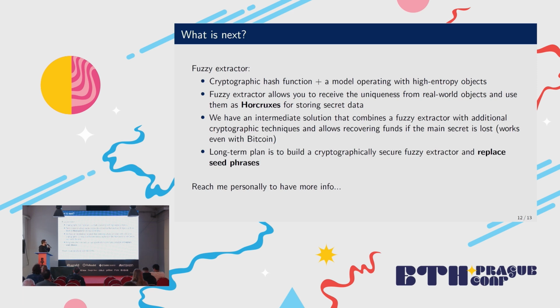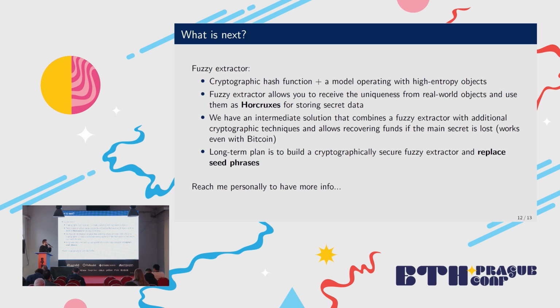What is a fuzzy extractor? This is something between a cryptographically secure hash function and a model that operates with objects that have high entropy. A fuzzy extractor allows you, as I mentioned, to receive the uniqueness from different objects. First of all, you can prove that, and additionally, you can recover key material from any object.